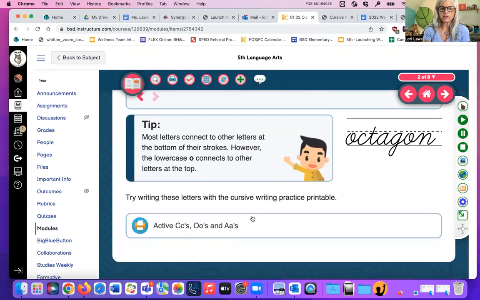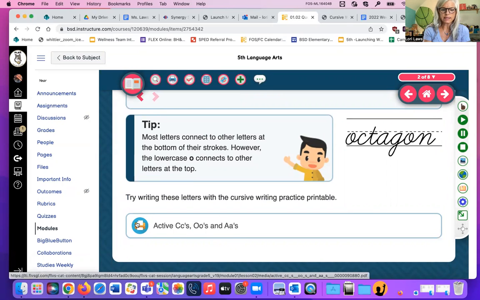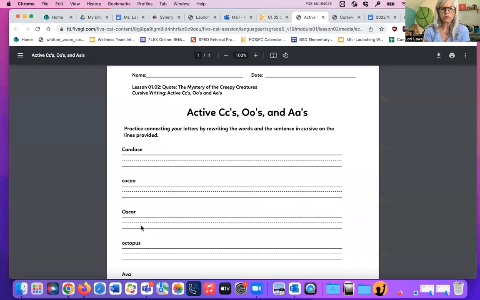Try writing these letters with the cursive writing practice printable. So active C's, O's, and A's. Again, this will be something that you can print, or you can just practice on paper. It says practice connecting your letters by rewriting the words and the sentence in cursive on the lines provided. So you're supposed to write Candace here. See, I could put on my annotation, but I don't think I'm going to. Let me see if it lets me. Here we go. We'll see how I do.